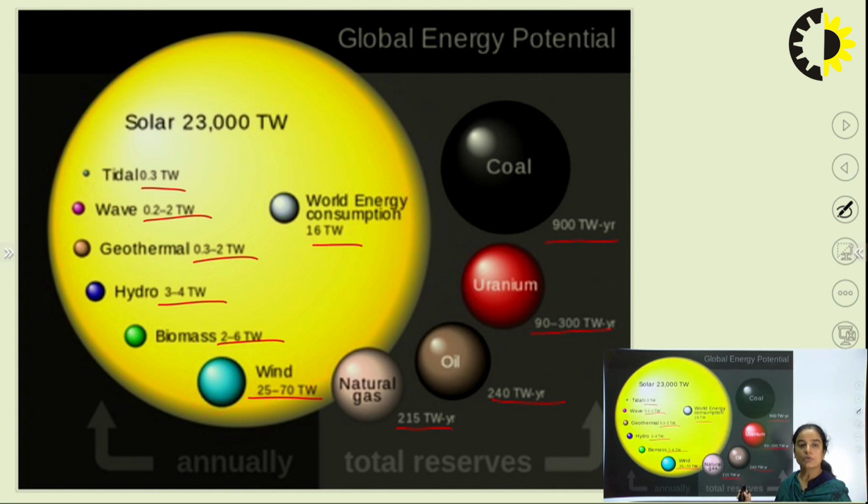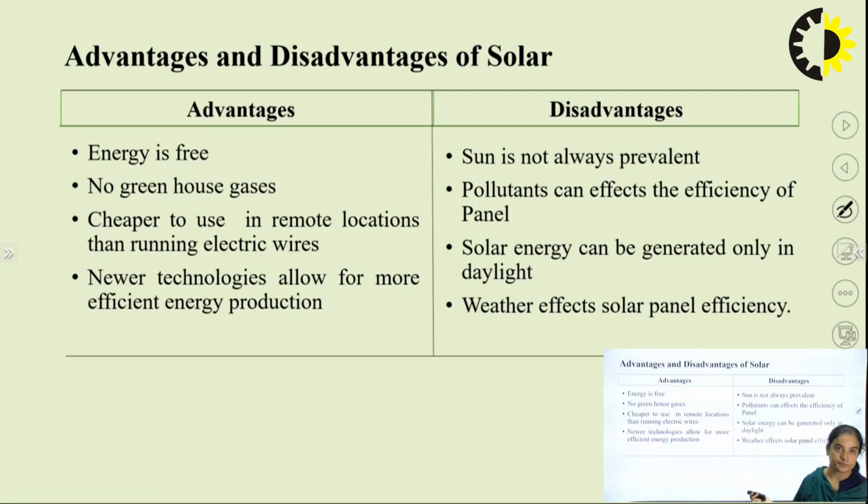So this is the global energy potential that has been shown here. This data is changing, it is not a constant one. As I told, since development is going on and it is a continuous process, our energy consumption is increasing, and we are increasing the generation as well. According to the need, we are adding more and more power generation to fulfill our demand.